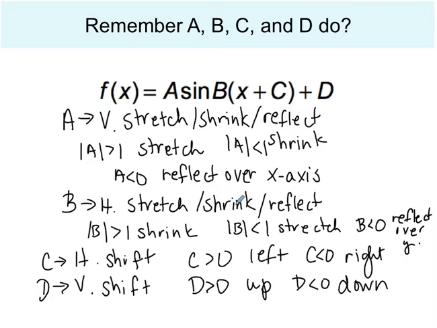Now, notice horizontal movement works in a counterintuitive fashion. Large values of B will cause a shrink versus small values of B will cause a stretch. Large values greater than 0 of C will cause my graph to shift in the negative direction, and small values less than 0 will cause it to shift in the positive direction. Vertical movement is very intuitive. Large values of A cause it to stretch, small values of A cause it to shrink. With D, if D is greater than 0, it goes up. If it's less than 0, it goes down.